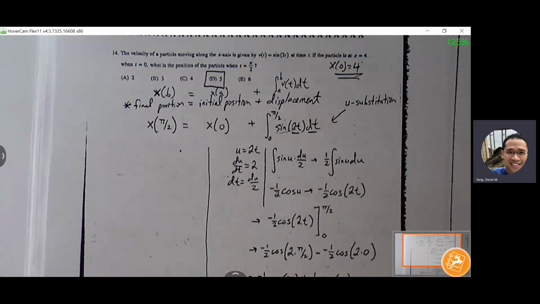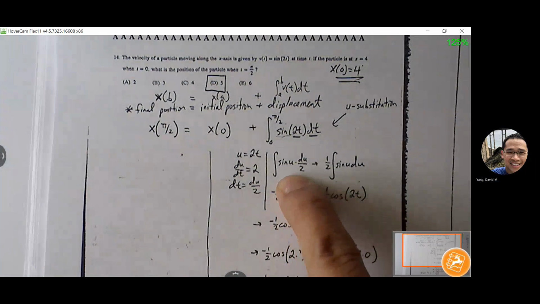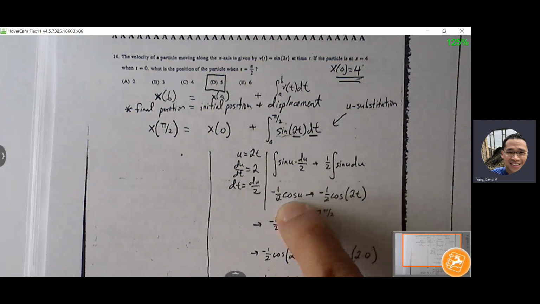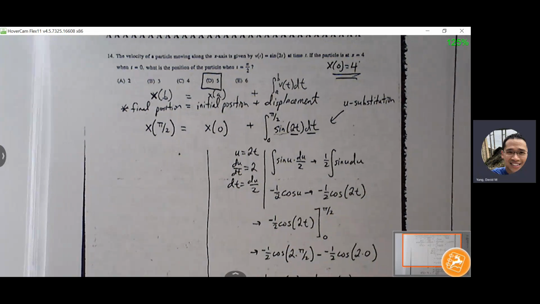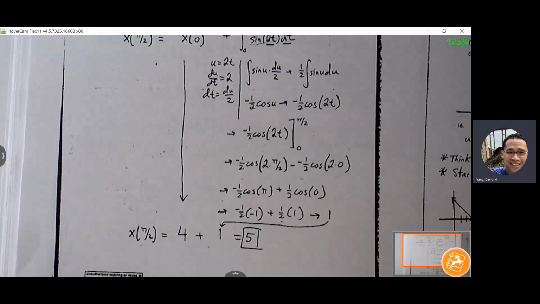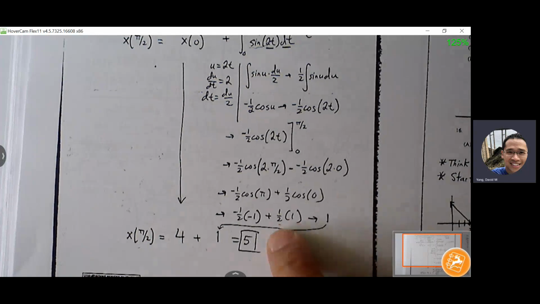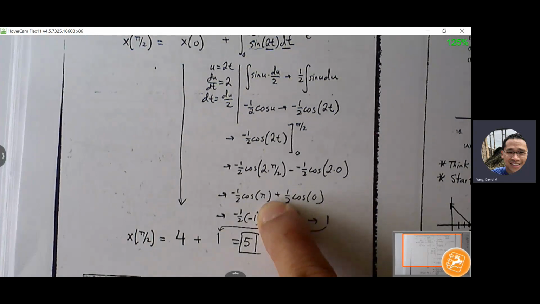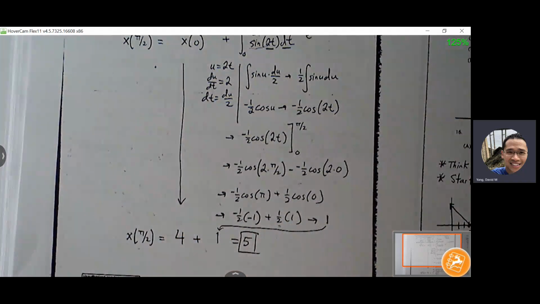So I go through u substitution, let the u value be 2t, clean everything up, pull the 1/2 out. The integral of sine is a positive cosine. Sorry, negative cosine. Bring back your original variable, plug in your upper and lower bound. I need to remind students to review your unit circle values this weekend. So cosine of pi is -1, cosine of 0 is 1. Clean that up, that ends up being 1, so 4 plus 1 is 5.